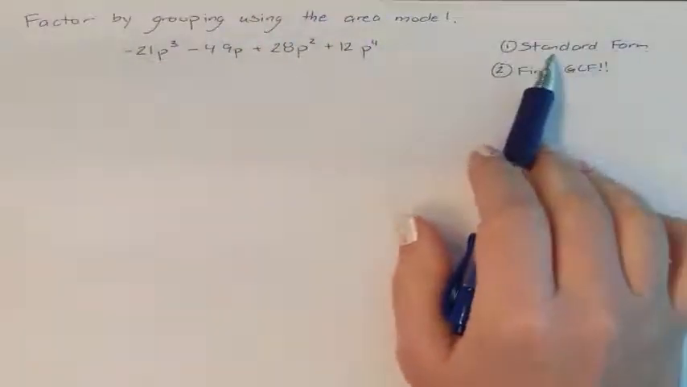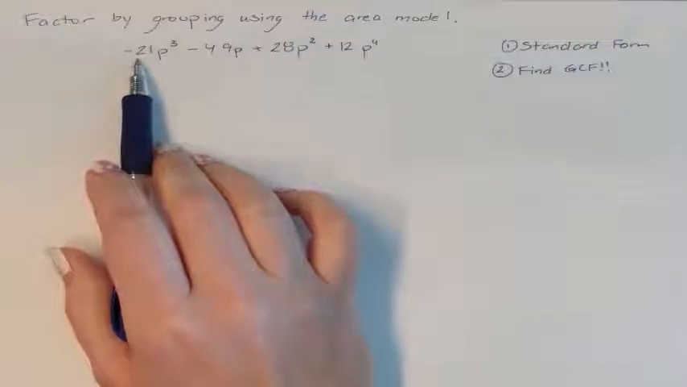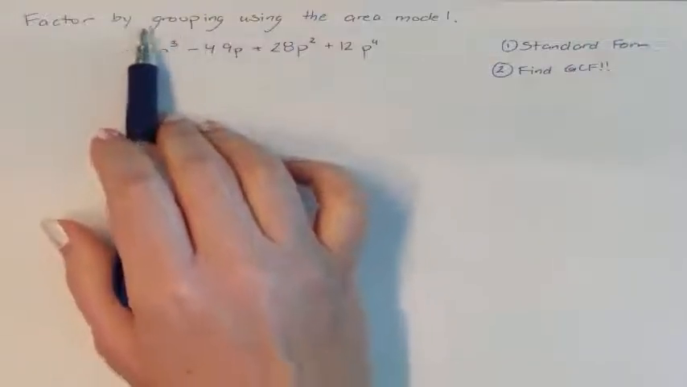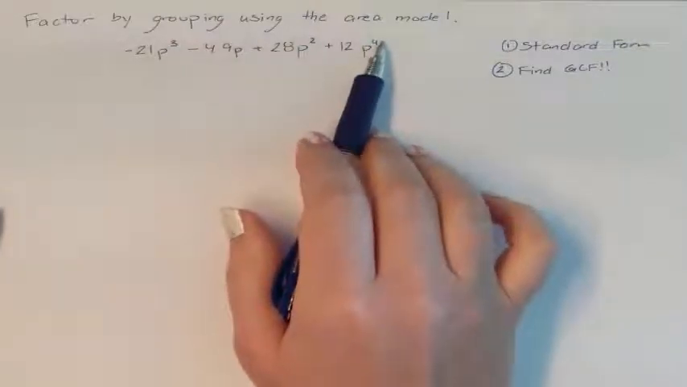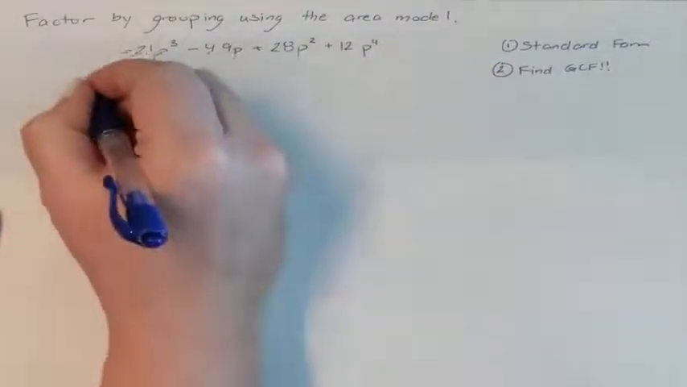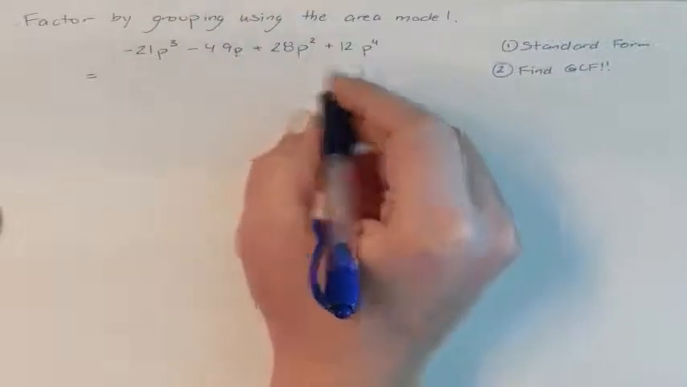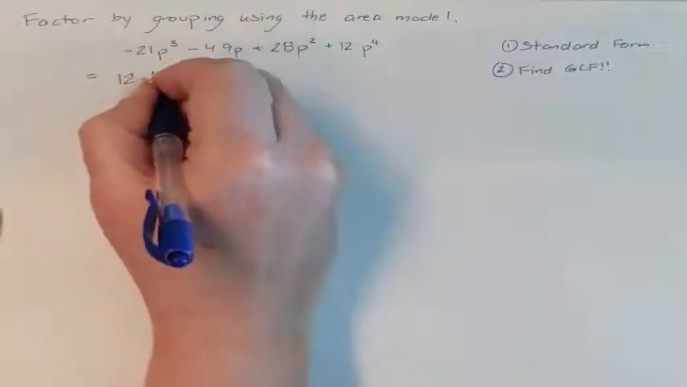Step number 1 is standard form. I have to make sure first it's in standard form. If it was in standard form, my highest exponent should be written first. 3 is not my highest exponent, 4 is. So this should be the first term. So I'm going to rewrite it with positive 12p to the 4th as being the first term.